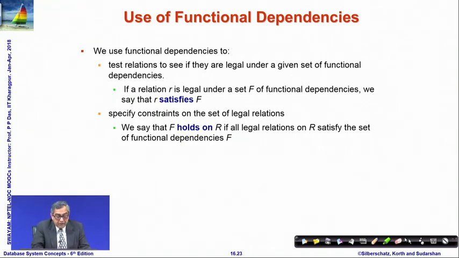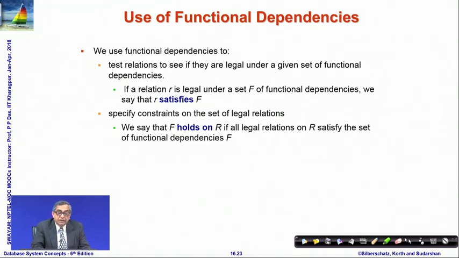So, there could be multiple functional dependencies in the set, and if a relation, we are using small r here just to remind you that a relation means that a particular instance is legal under a set of functional dependencies, we will say that r satisfies it. And if we specify that it holds, F will be satisfied by all possible instances of a relational schema capital R, then we say F holds on R.